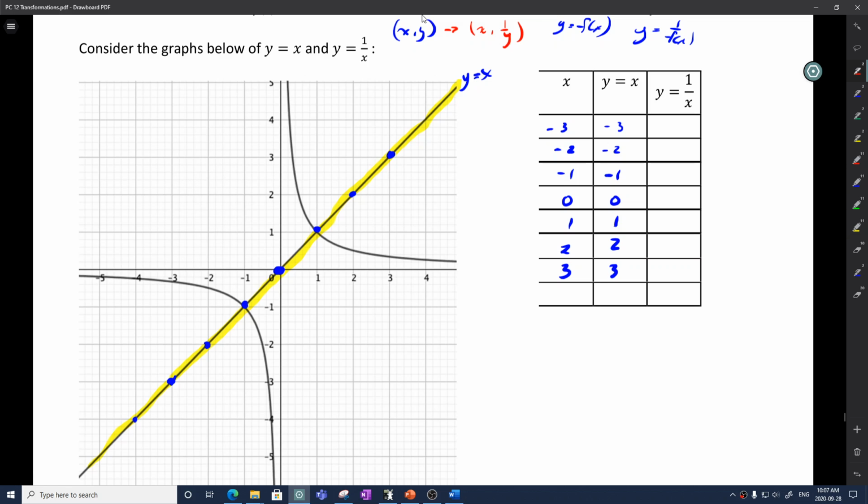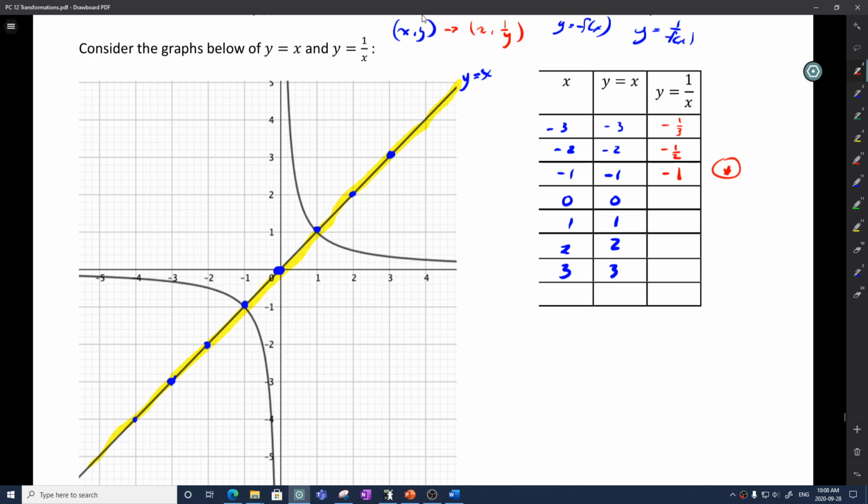So here's my y value. The reciprocal of -3 is -1/3. The reciprocal of -2 is -1/2. The reciprocal of -1 is -1. Now that's an interesting one to me. Let's come back to that later.